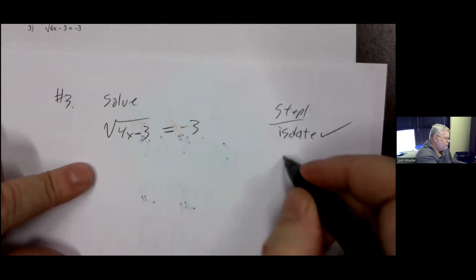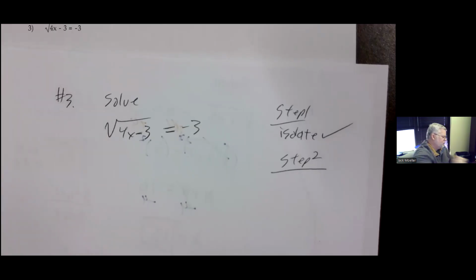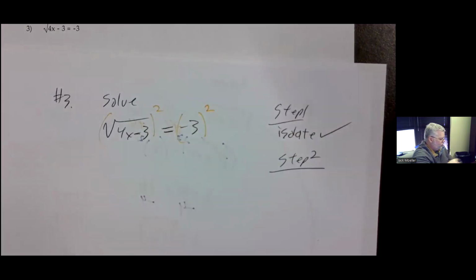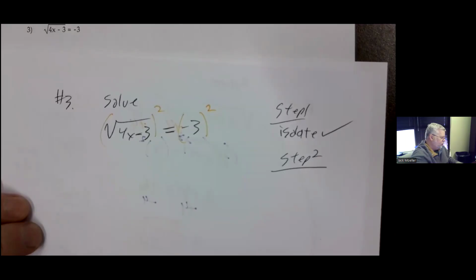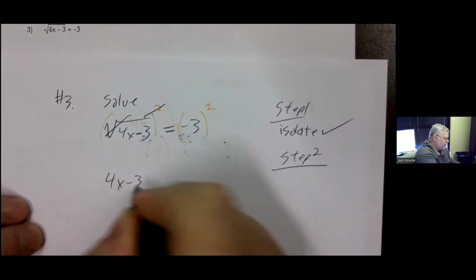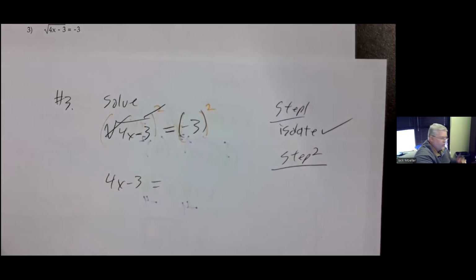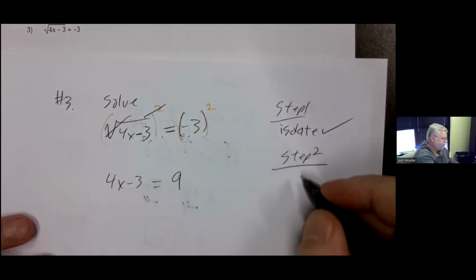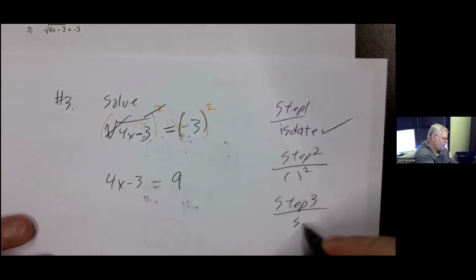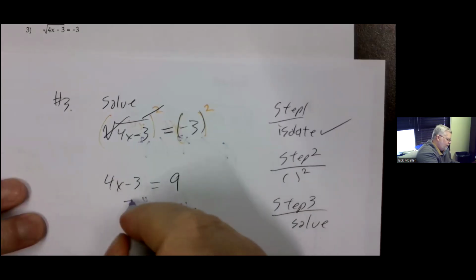We're good. So what is step 2 once the radical is isolated? Well, now we're going to square both sides. The square root squared, opposite operations, they cancel each other out. That leaves us with 4x minus 3, and then -3 squared, and the parentheses are important. That's negative times negative, so it is a positive 9. And then once we do that, now we're going to solve. So this is standard fare. It's not a quadratic.